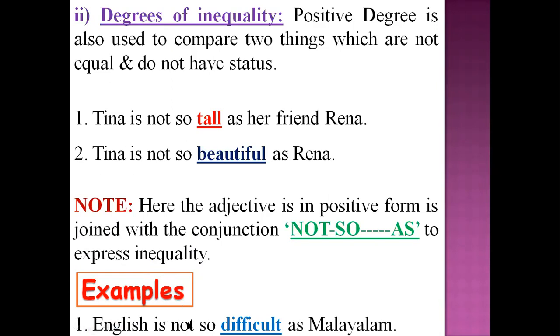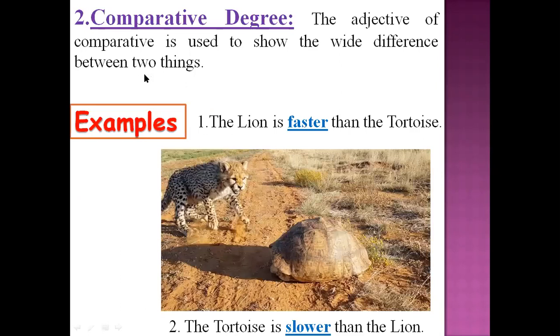And one more example I added: English is not so difficult as Malayalam. Because here we are following this kind of pattern, called inequality.